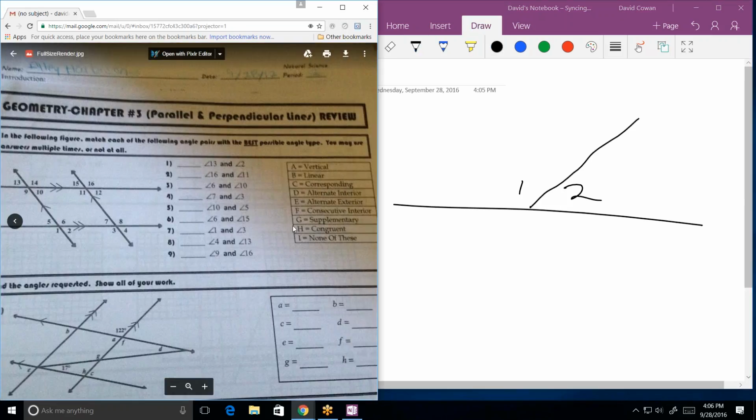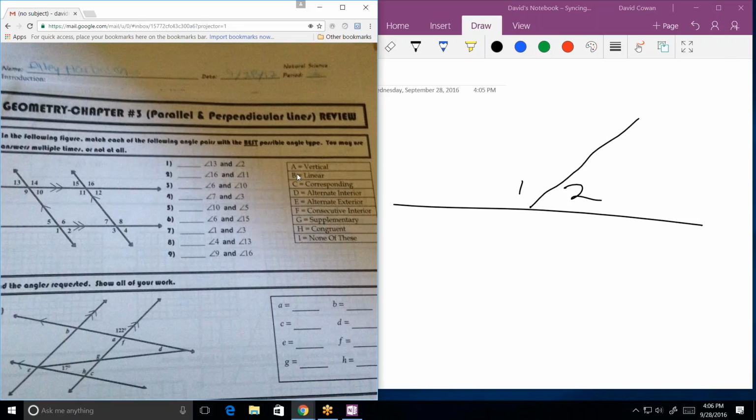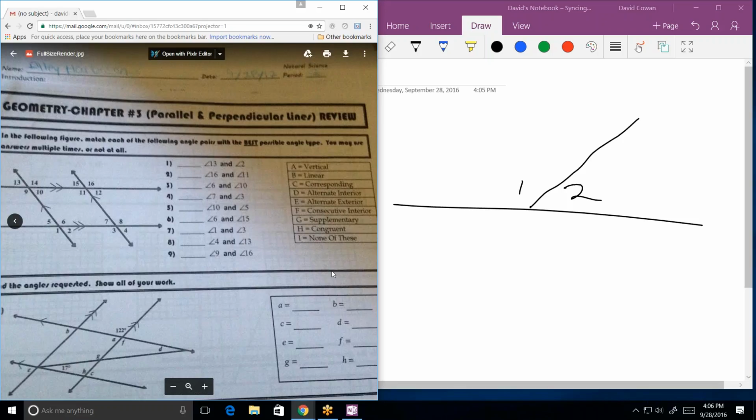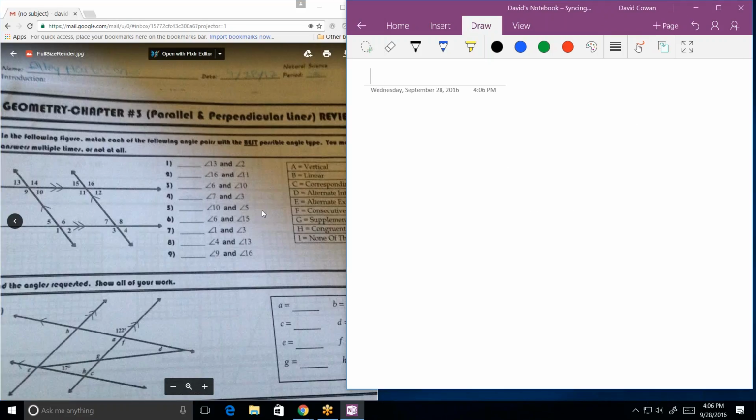So actually, either answer works, supplementary or linear pair, and they don't restrict you from using multiple answers for multiple questions. So 7 and 3 are a linear pair, and they're also supplementary. It could be either or. Notice also that 7 and 8 are a linear pair, and they're also supplementary. In other words, any two angles that are a linear pair are also supplementary. Those two things mean the same thing.